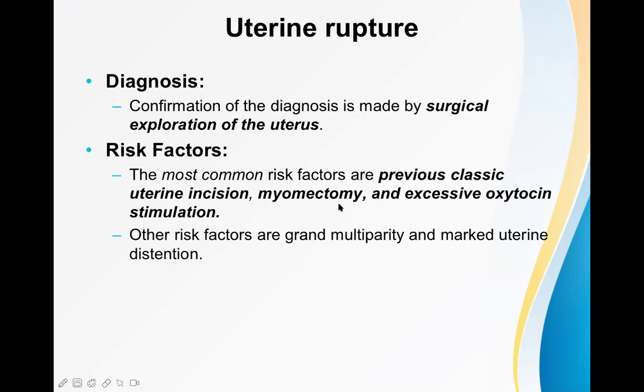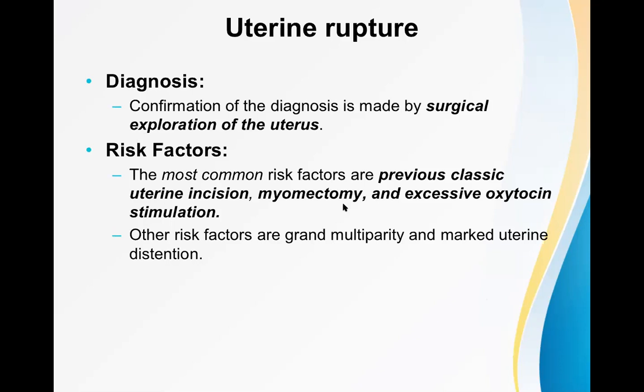Myomectomy is removal of myoma, and remember, myomas are benign tumors which develop from the uterus, and these tumors are also known as leiomyoma. So removal of leiomyoma or myoma is called myomectomy. After that surgery, the uterus will become thinner and weaker.